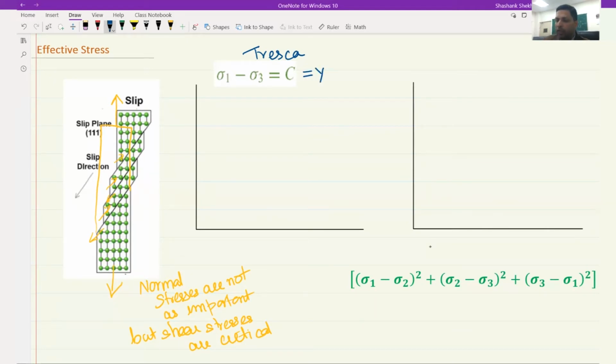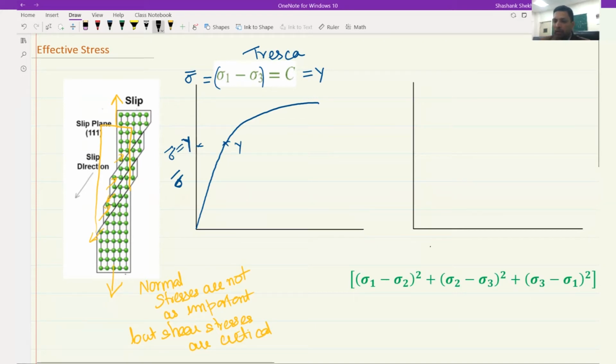So now if we define this term as effective stress, you keep increasing the effective stress until it reaches a value Y. So it will have a very similar stress strain plot like this, and at this point you can define that this is Y. So at this point your sigma bar is equal to Y, which means sigma 1 minus sigma 3 has reached a critical value Y. Now the other criterion we had was the von Mises criterion.